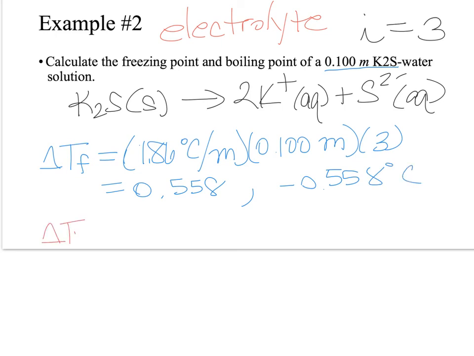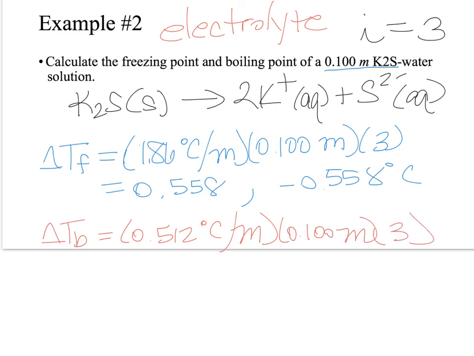The change in temperature for the boiling point, 0.512 degrees Celsius per molal times 0.1 molal times 3 is equal to 0.154 degrees Celsius. So the new boiling point would be around 100.15 degrees Celsius. All right, we'll take a look at some more examples of freezing point and boiling point changes in class and practice these calculations.